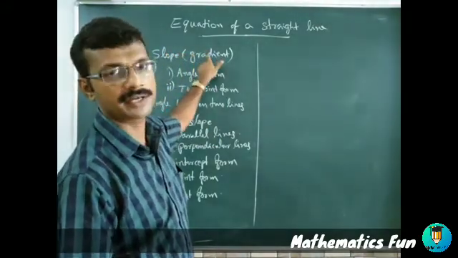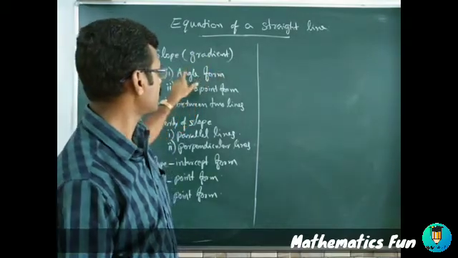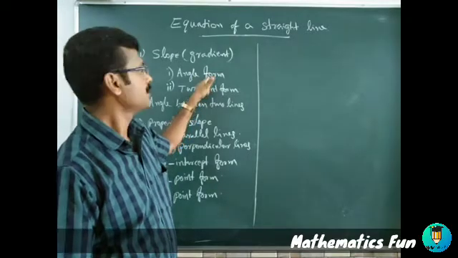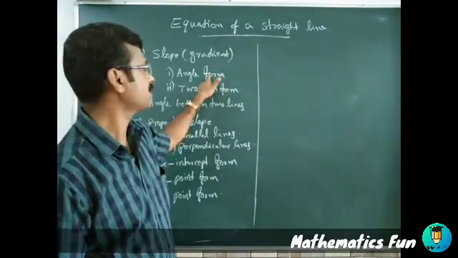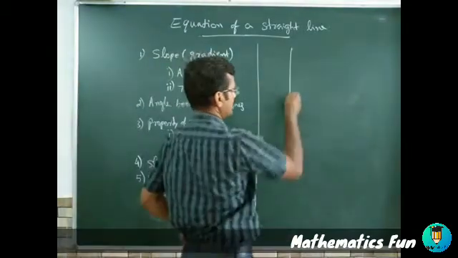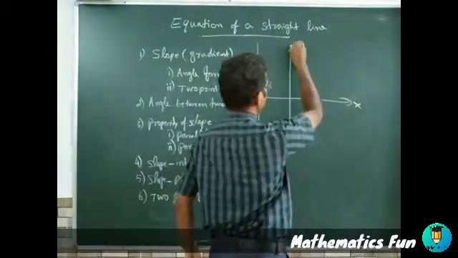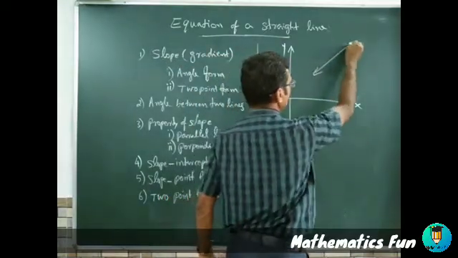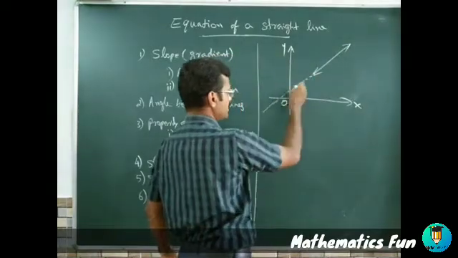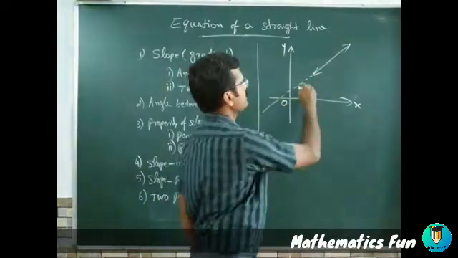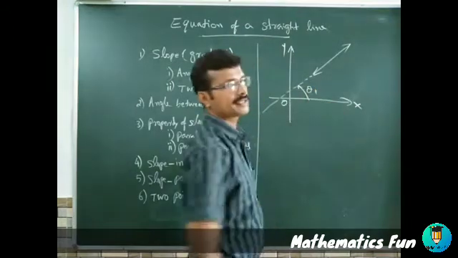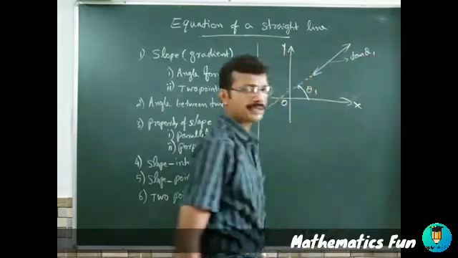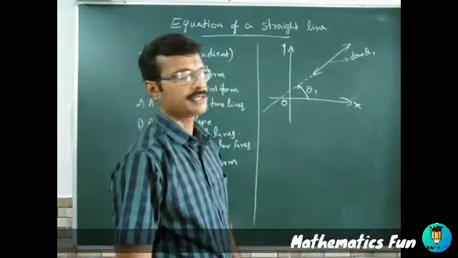It is also known as gradient, and it can be calculated in 2 ways. When the angle of a line with the positive direction of the x-axis is given, we can find out the slope like this. Our x-axis and y-axis, origin, and a line, this is the line. When we produce this line, it makes an angle with the positive direction of the x-axis. If I take it as theta 1, the slope of this line will be tan theta 1. You studied this in standard 10 itself.